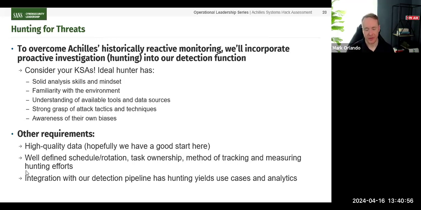What else do we need? Certainly need smart people. We need good data, right? High quality data to be able to search through. Hopefully, we've already got quite a bit of that. We need a well-defined schedule, rotation, process, a method of documenting and tracking our hunts. And we want this task to be well integrated with that detection pipeline so that when we hunt for a threat and we come across new use cases, new analytics, vulnerabilities, okay, that should feed back into our detection pipeline. So we do a hunt, we find something new, we build it back into our detections.